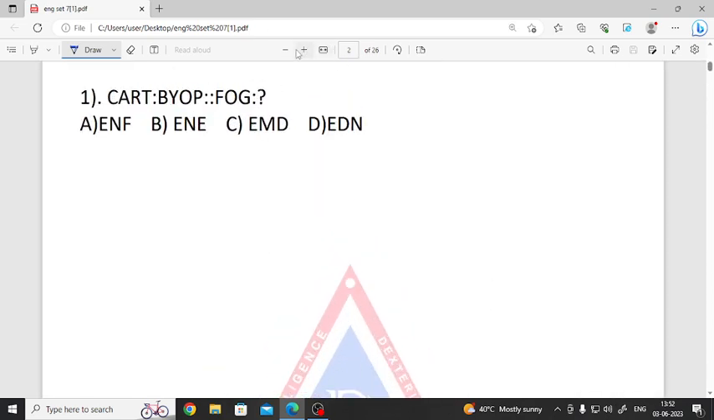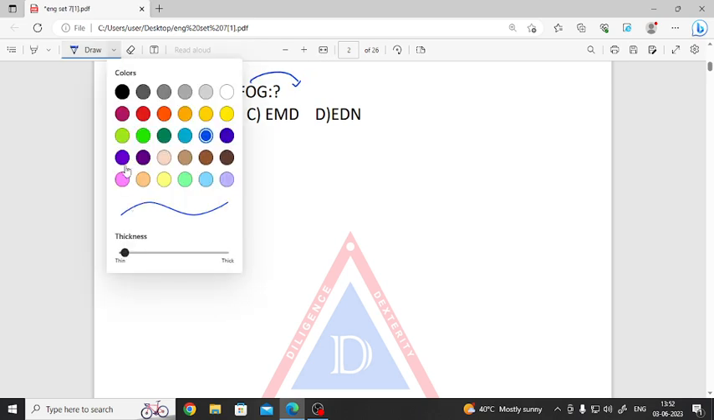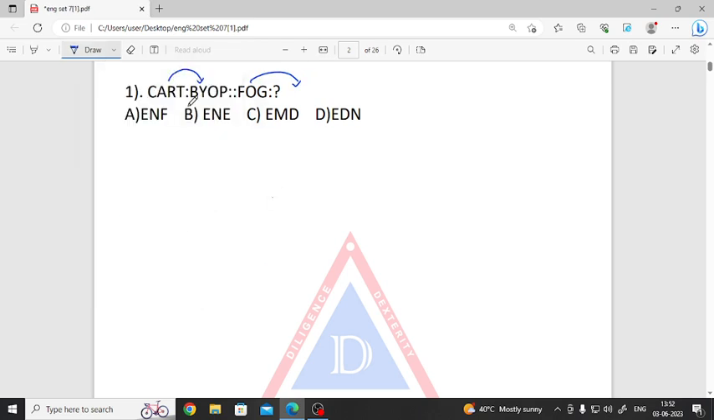So what is the first question given here? The first question is about relation. This belongs to this, then what will belong to FOG? Let's see what is given. CART is written as BYOP.